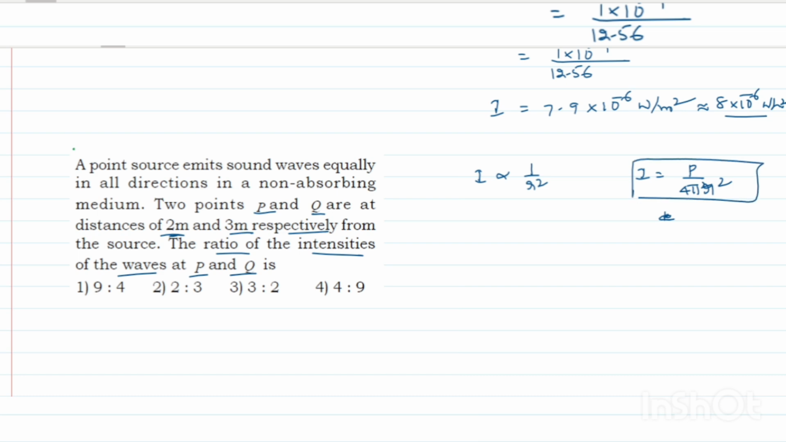R is the distance given, and the ratio I1 by I2 will be equal to R2 square by R1 square. Here 2 meter is R1 and 3 meter is R2. So this is 3 by 2 whole square, which is 9 by 4. So the I1 by I2 ratio will be 9:4.